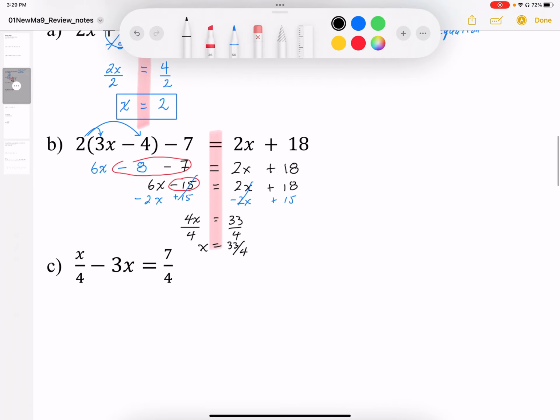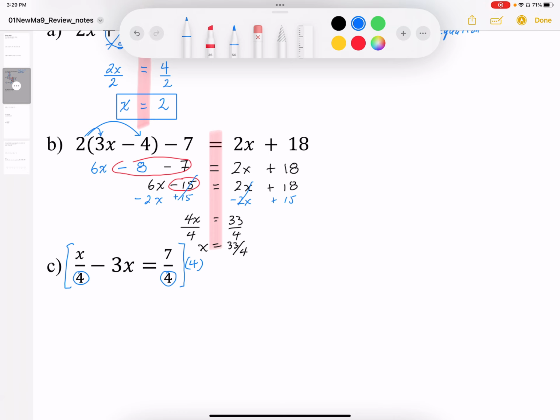For C, the part that I don't like about C is this divide by 4. And remember that the only rule is balance. As long as I keep it balanced, I can get rid of the divide by 4 by multiplying everything by 4. So times 4 and divide 4 will cancel out. But I just have to make sure I multiply everything on both sides of the balance.